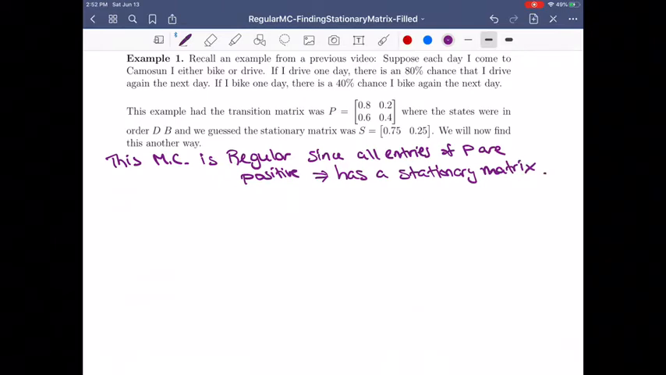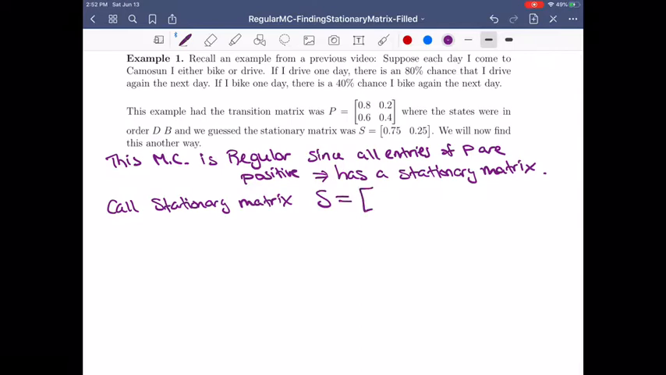Okay, so let's call this stationary matrix S. It's going to be a 1 by 2 because it's a state matrix, and it's going to have two entries. You can call them X, Y, or S1, S2. I'm going to call them X, Y because sometimes my S's look like 5s. So we know there is one, let's call it this.